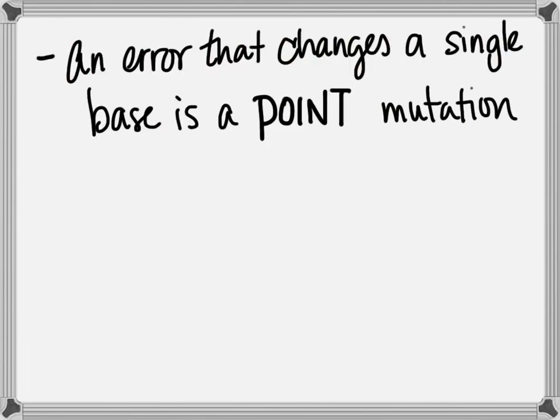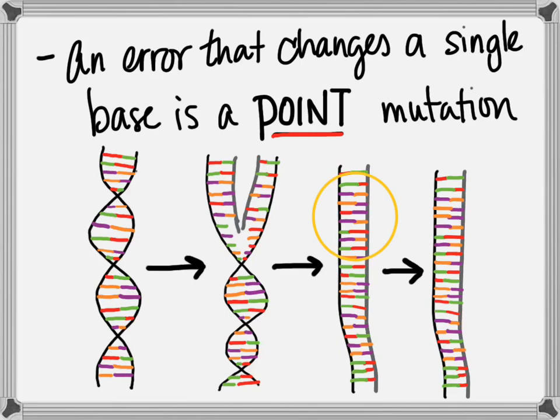An error that changes a single base or a single nucleotide is called a point mutation. Can you find the point mutation in that yellow circle? One base, just one. One base got changed. There it is. When the DNA was copied on one side, the wrong base was put in there. Oh, really? I wonder what that'll do. We'll answer that in a little bit.